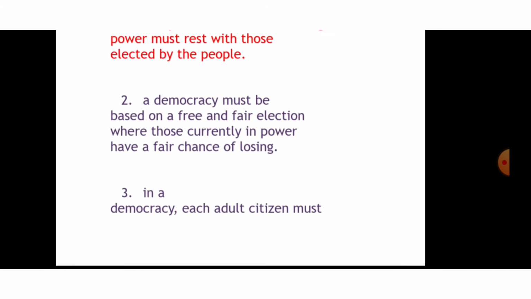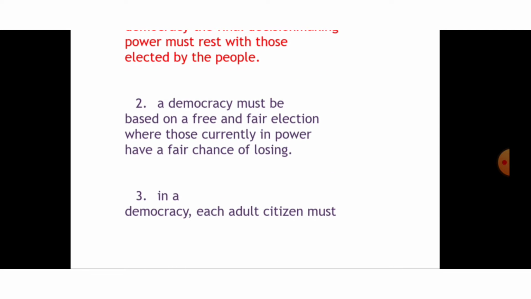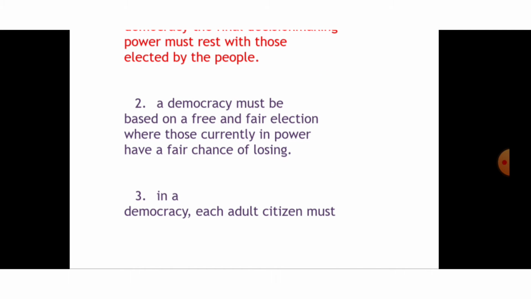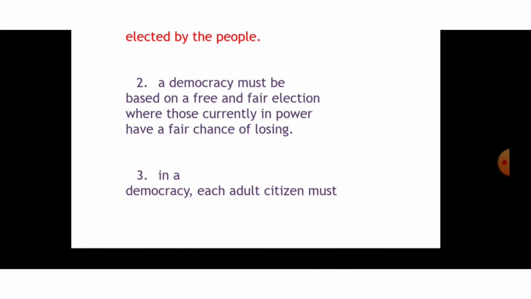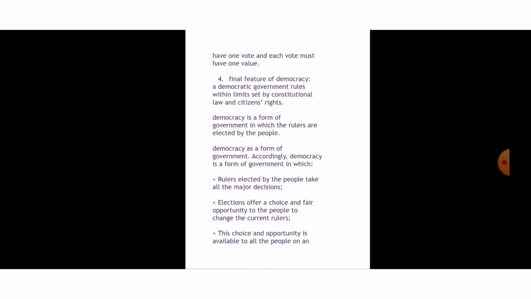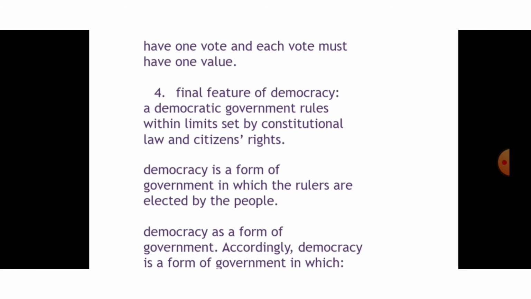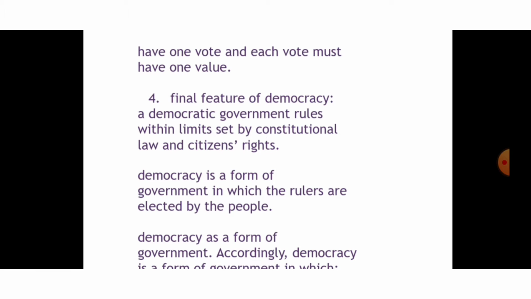You can also take a screenshot while I'm scrolling down. The second feature is that a democracy must be based on free and fair elections where those currently in power have a fair chance of losing. The third one: in a democracy, each adult citizen must have one vote and each vote must have one value.